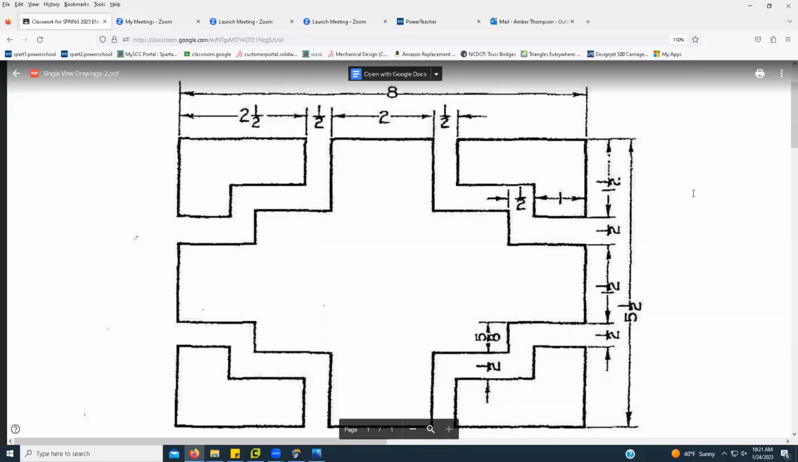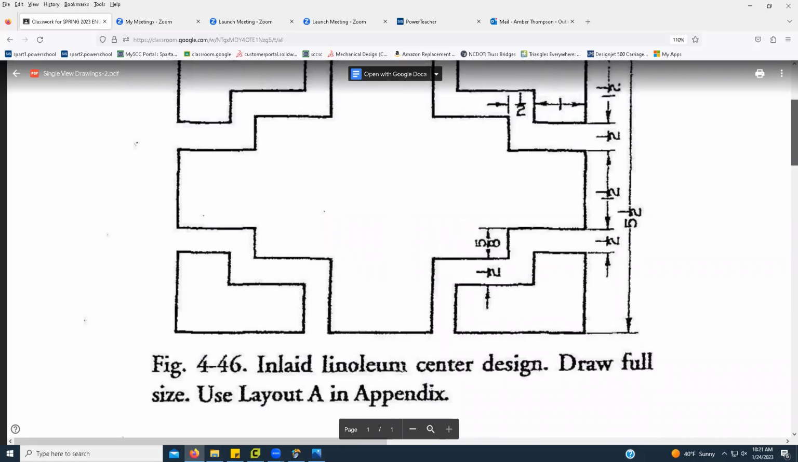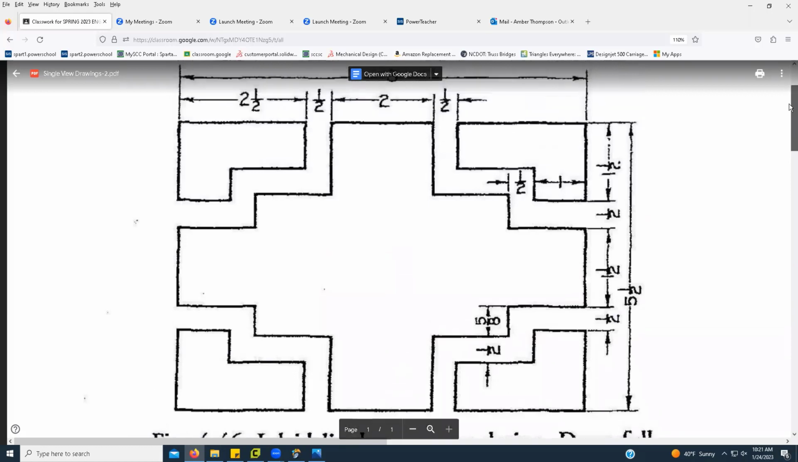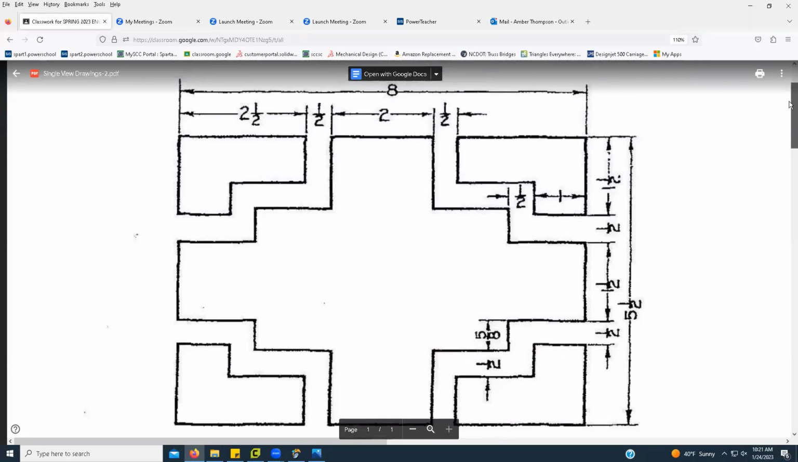All right, guys. So on your screen is the Linoleum center design. You've drawn this one as a sketch, but we're going to do it as a board drawing. I did not check your sketch for accuracy. So we need to talk about this a little bit because it's made to be tricky.